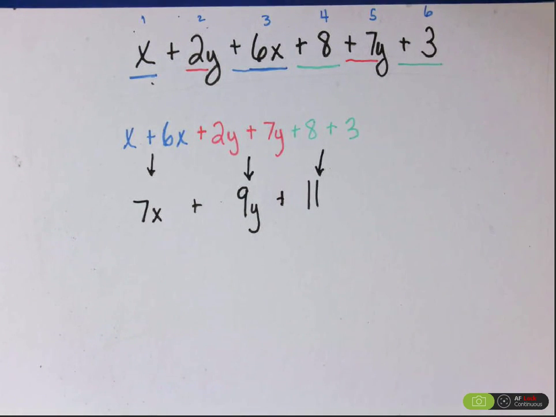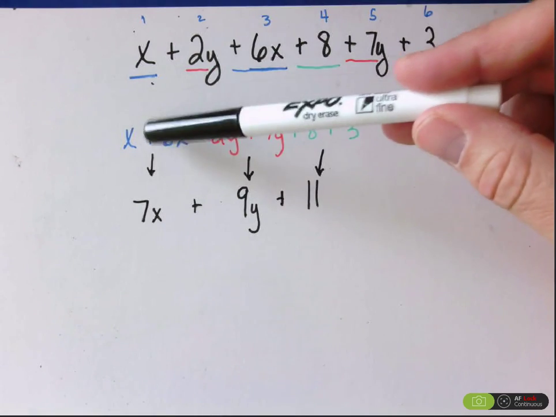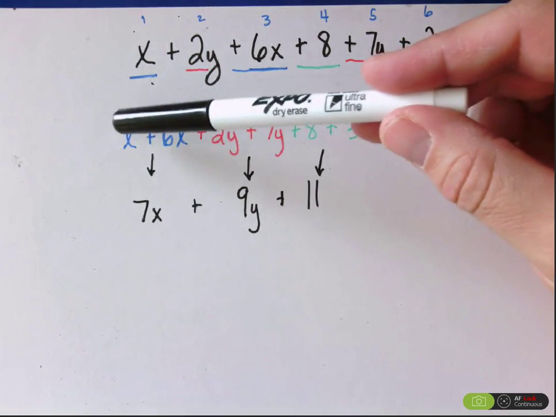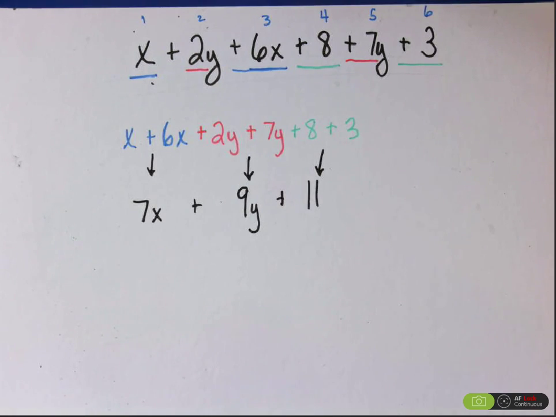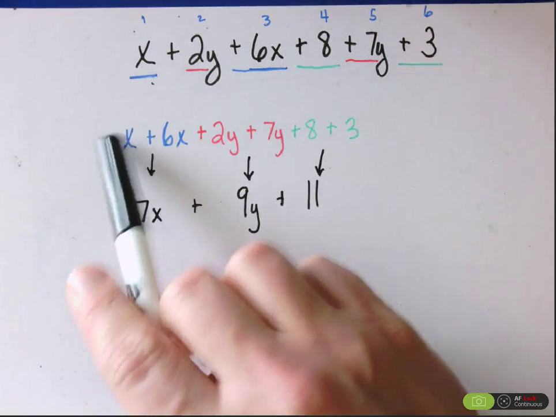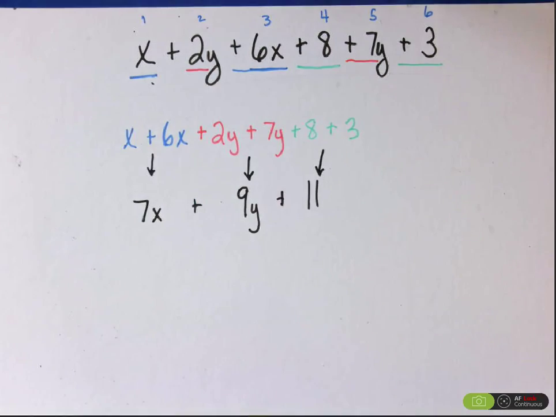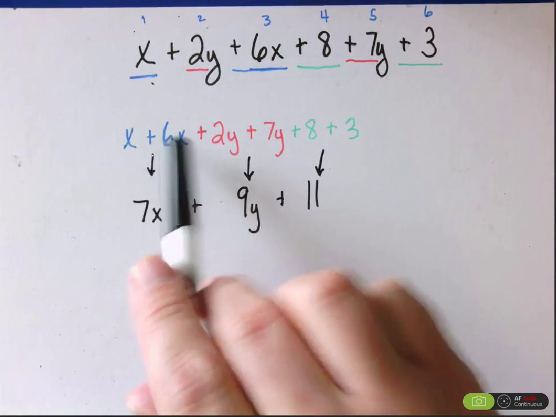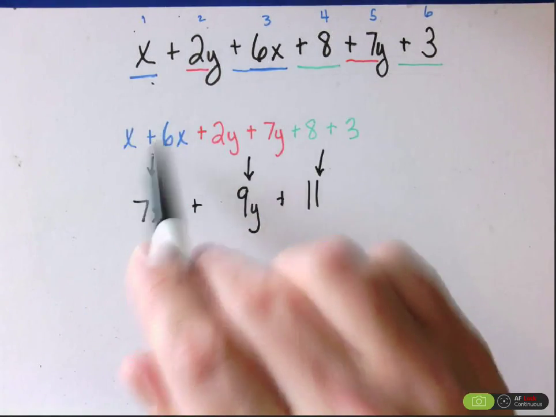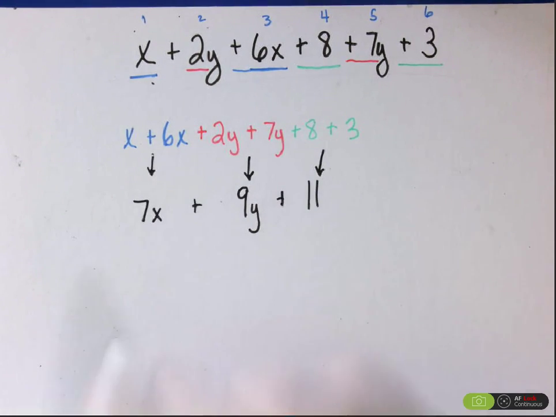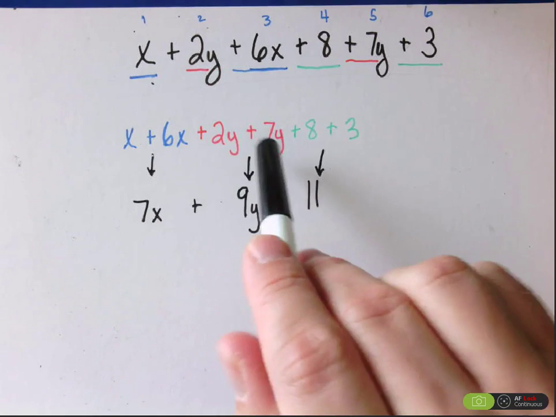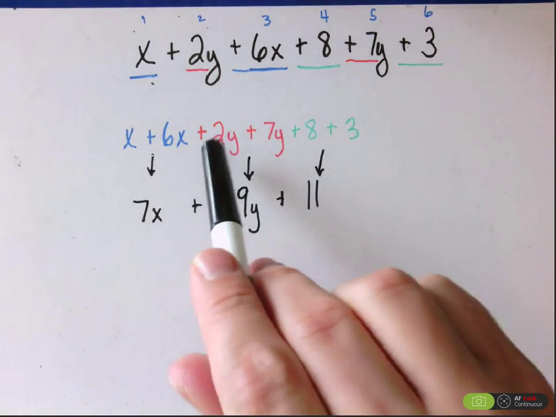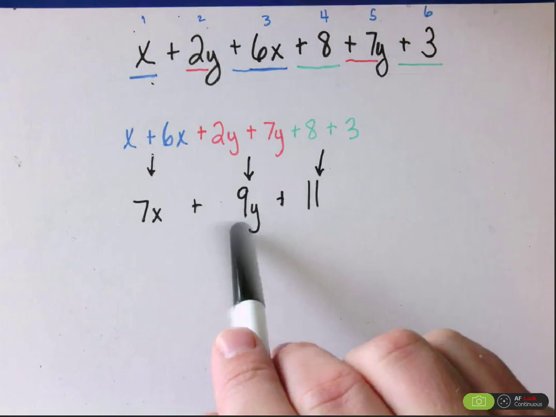Notice, what did I do? When I combine them, I either add or subtract the coefficients. Okay, if x is alone, the coefficient is 1. Or if y is alone, the variable is alone, the coefficient is 1. So I have 1x here, and I'm adding 6 x's to it. That's 1 and 6, added together is 7. I have 2 y's here, and I'm adding 7 y's to it. So I add the 2 and the 7, I get 9.